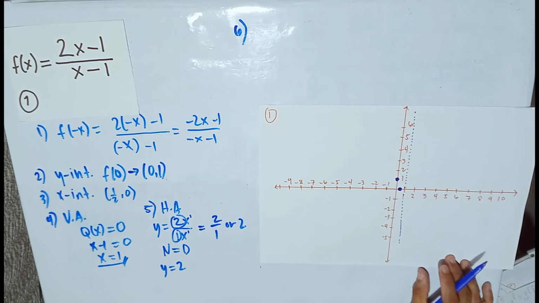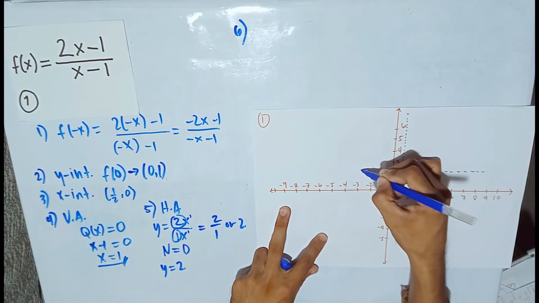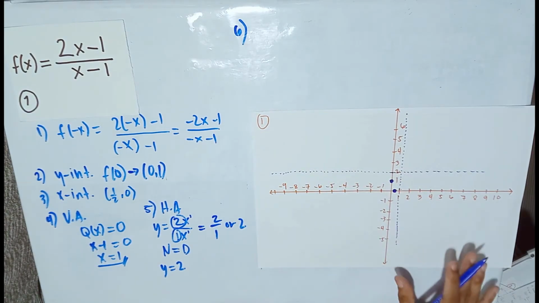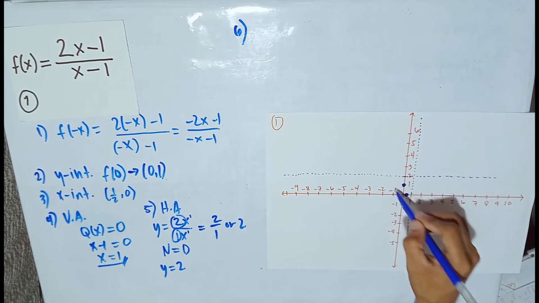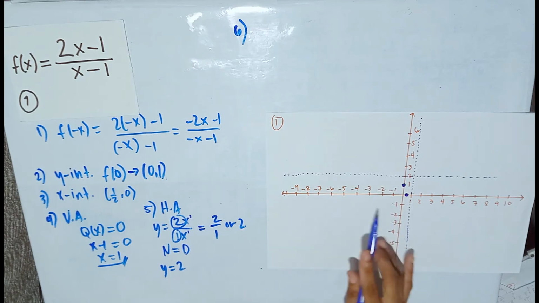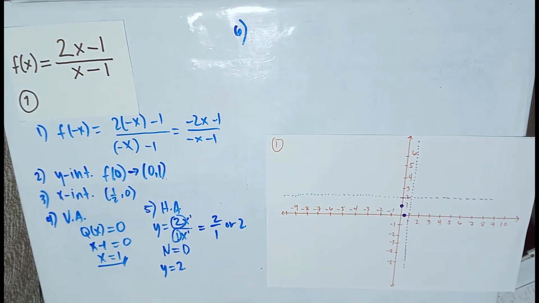Okay, next we have the horizontal asymptote of 2. Okay, meron na tayong ganyan. Ano po? So, meron na tayong initial idea on how this function will be graphed. Ano po? So, next we have step number 6.